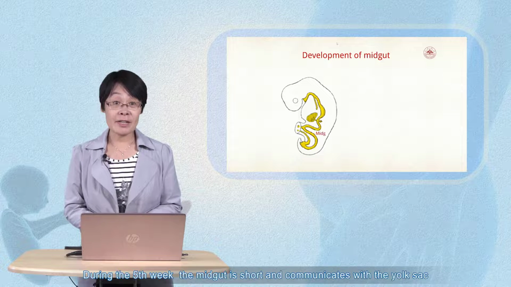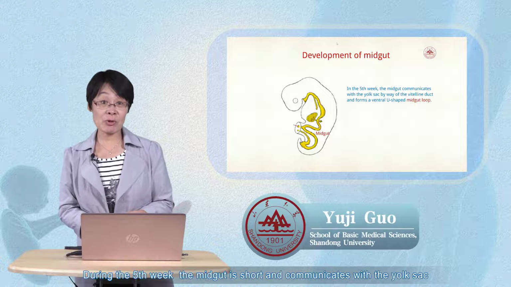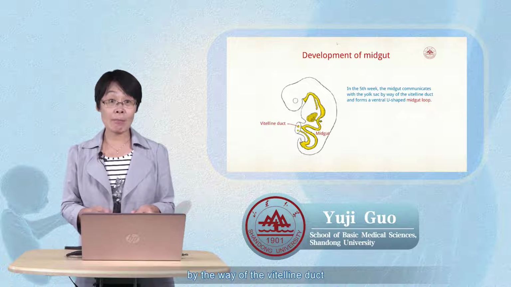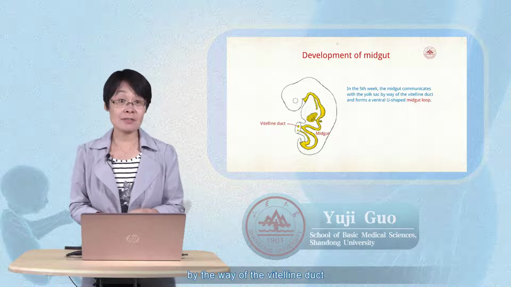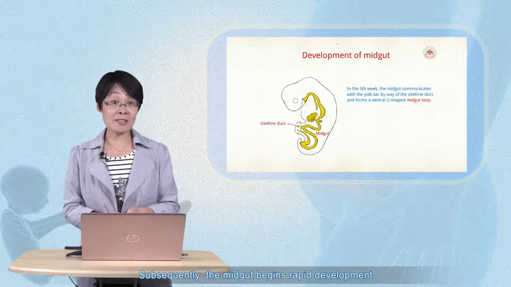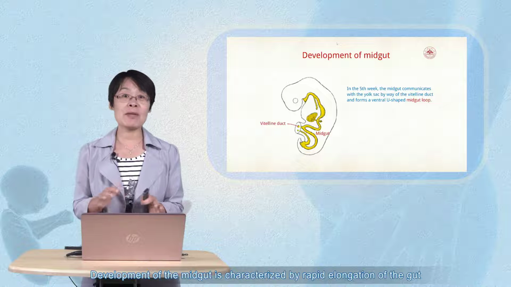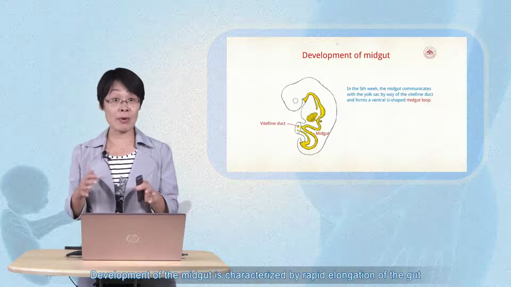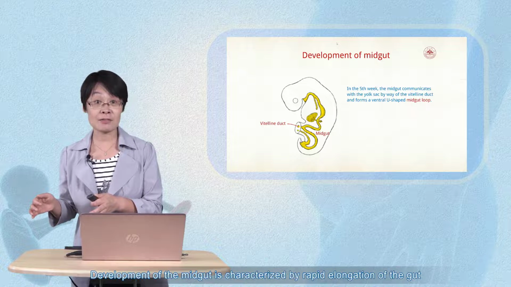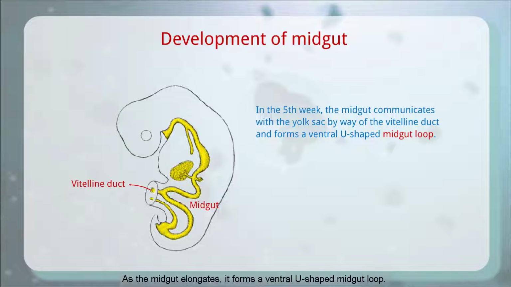During the 5th week, the midgut is short and communicates with the yolk sac by way of the vitelline duct. Subsequently, the midgut begins rapid development. The rapid development of the midgut is characterized by the rapid elongation of the gut. As the midgut elongates, it forms a ventral U-shaped midgut loop. At its apex, the loop is connected with the vitelline duct.